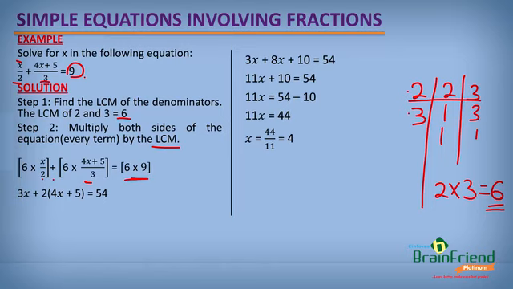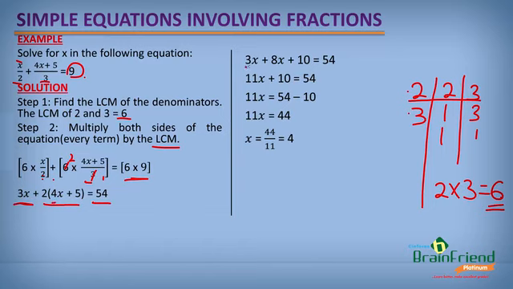So we can simplify this. 6 times x over 2: 6 divided by 2 gives 3, so 3 times x gives us 3x. Now 6 times (4x plus 5) over 3: 6 divided by 3 gives us 2, so we are left with 2 times (4x plus 5). And 6 times 9 is 54.